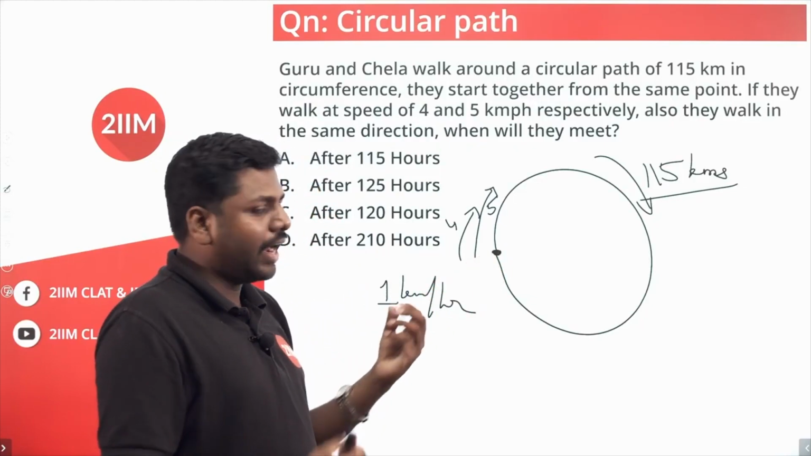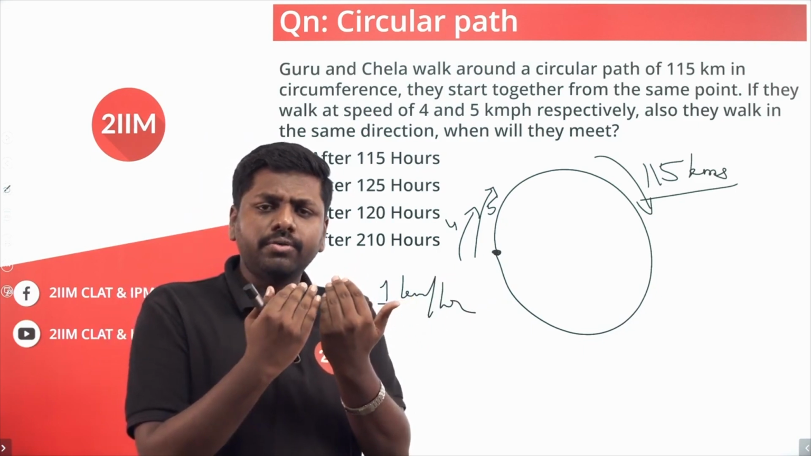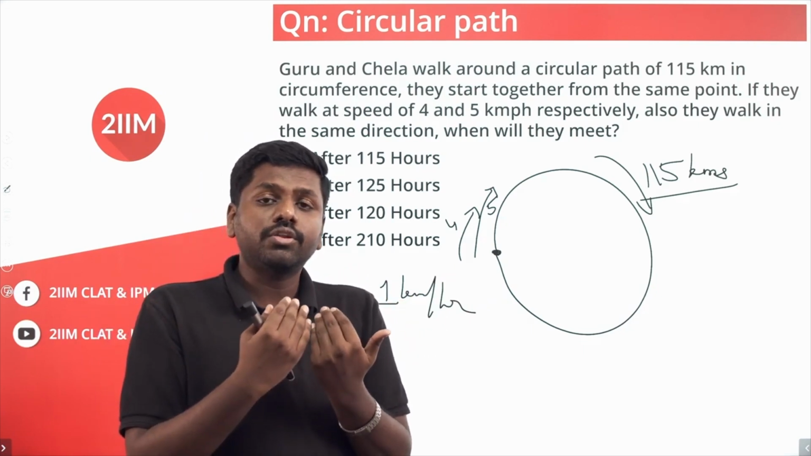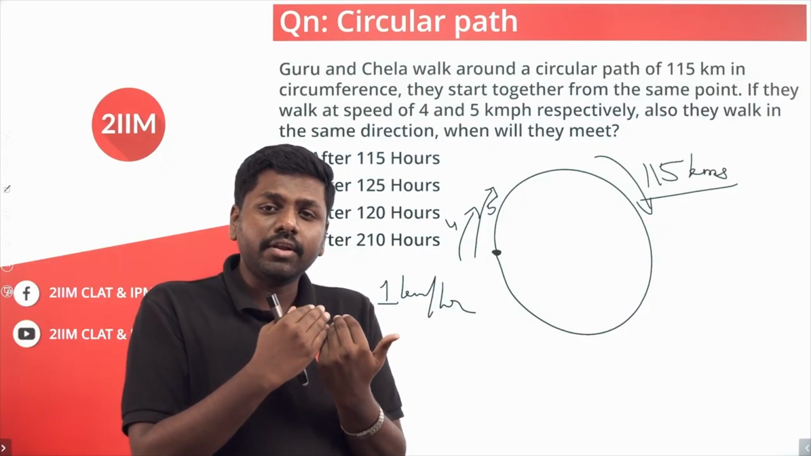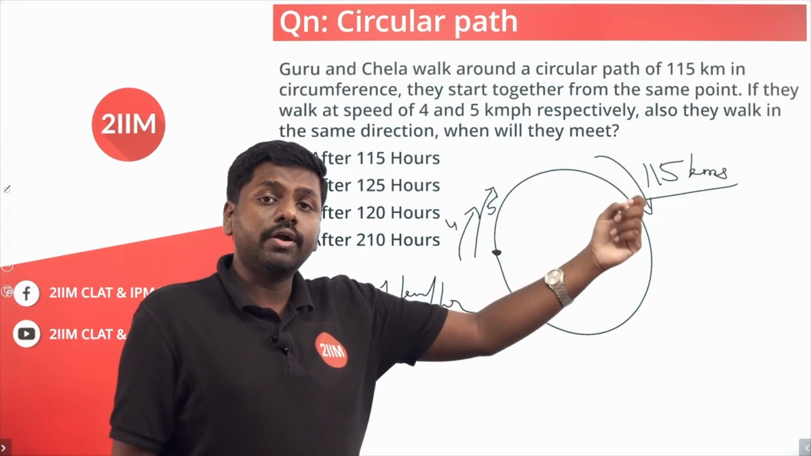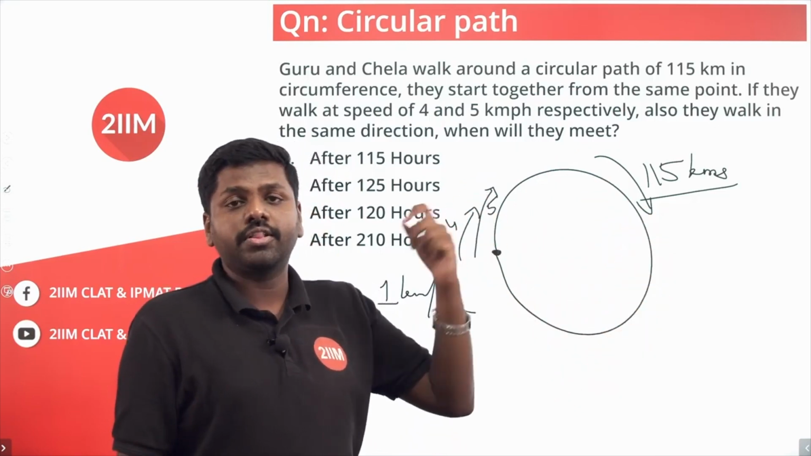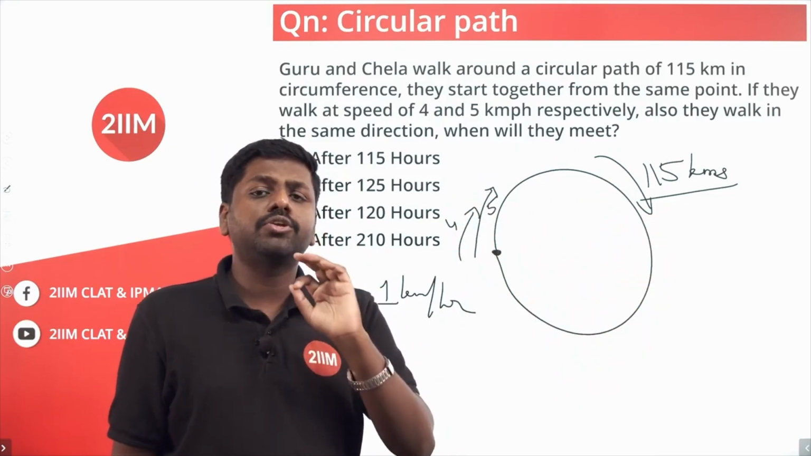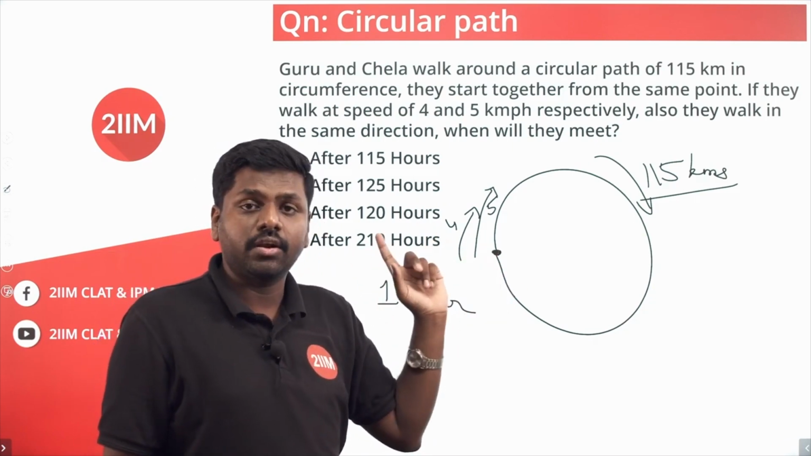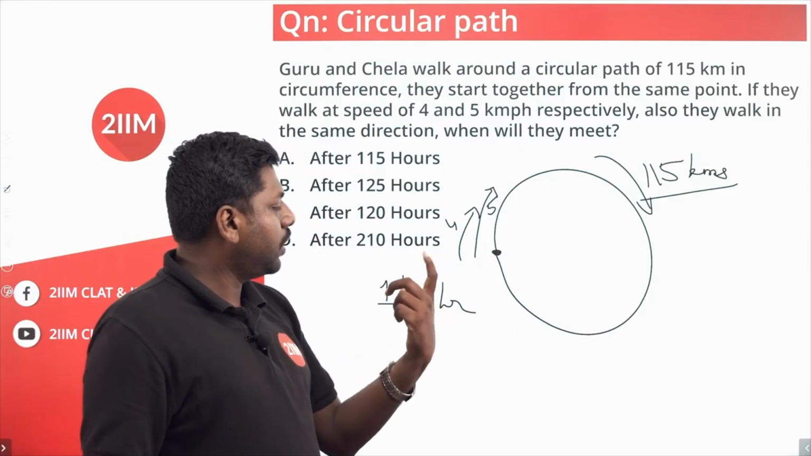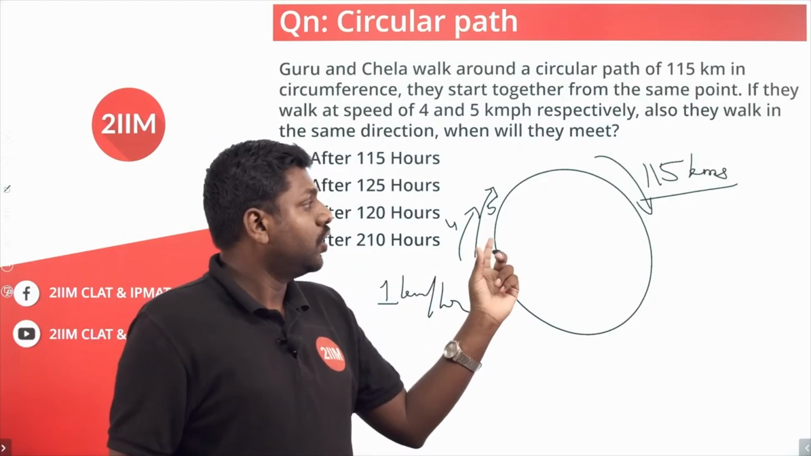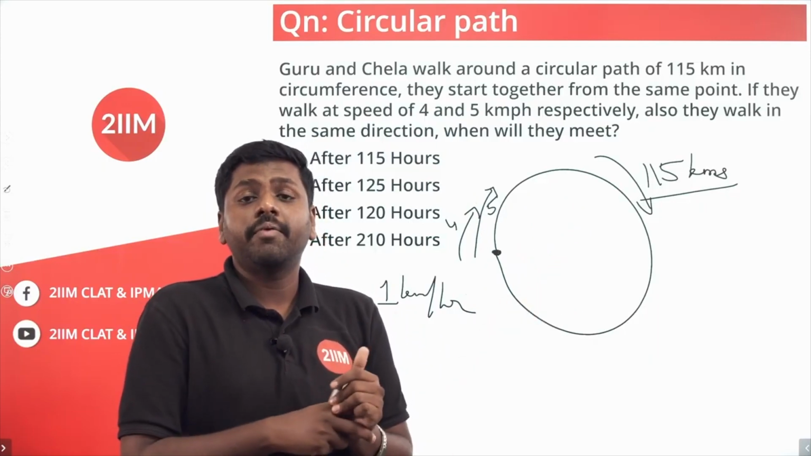The moment they start, one person is obviously faster than the other person, so there is going to be a gap. You need to cover that gap. The faster person has to overtake and do one additional round for them to meet. That is the only way in which people can meet when they are traveling in the same direction in a circular race. So the relative speed is 1 kilometer per hour. One additional round is the idea behind meeting.